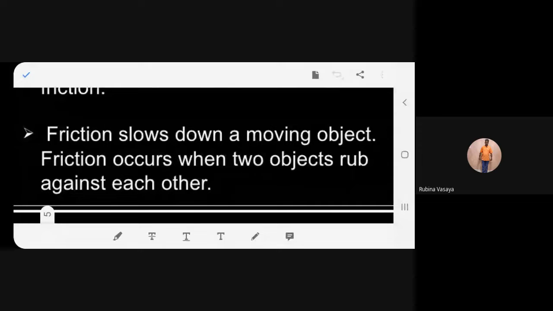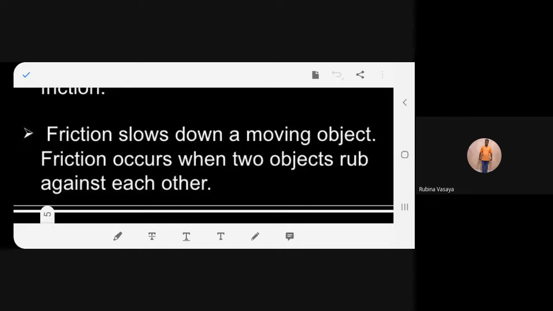Exactly. That's why I had asked you to rub your hands. Remember early in this lecture when I started, what did I say? Please rub your hands. Didn't I say that? Yes, ma'am. So that time what happened? The friction was occurring between your own hands. So when friction occurred, you felt that the hands have become warm. The heat is being produced due to friction.